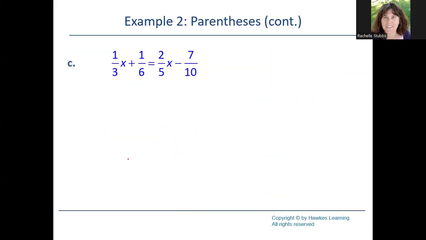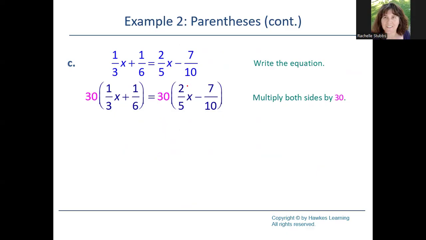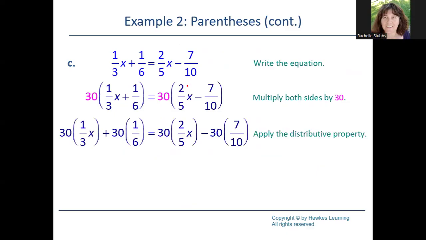Okay, in this case, I am going to want to clear that parenthesis, and I look at 3, 6, 5, and 10, and I recognize that the least common multiple that they'll all go into is 30. So I'm going to times everything by 30, both sides, and so I end up with 30 times 1/3 x plus 30 times 1/6 equals 30 times 2/5 x, and a negative 30 times 7 over 10.